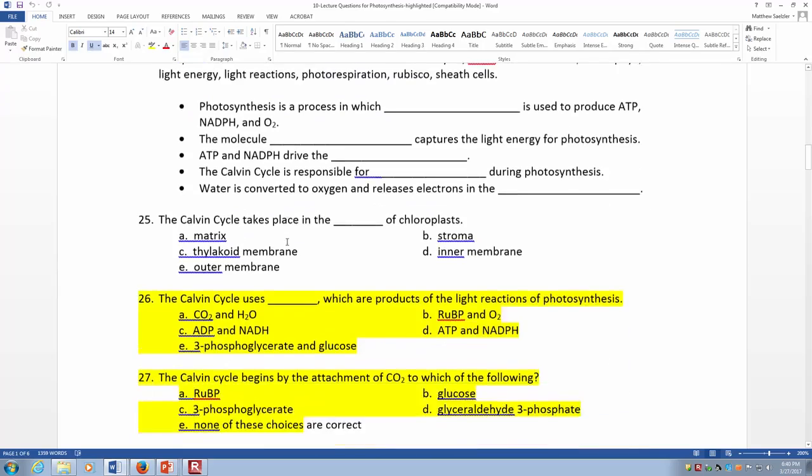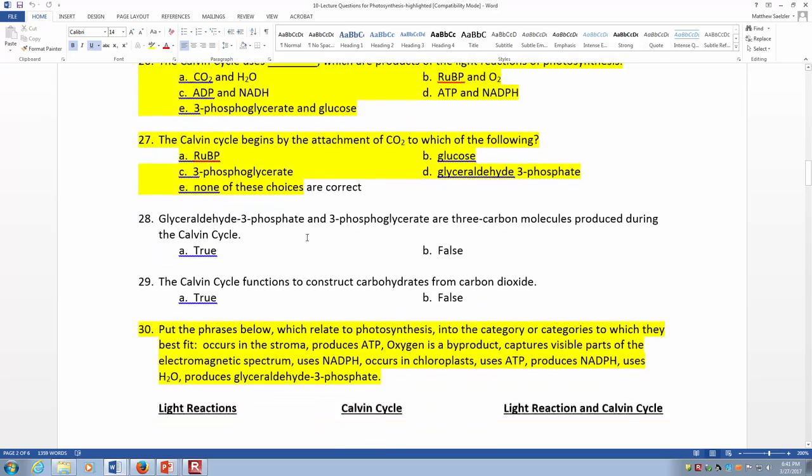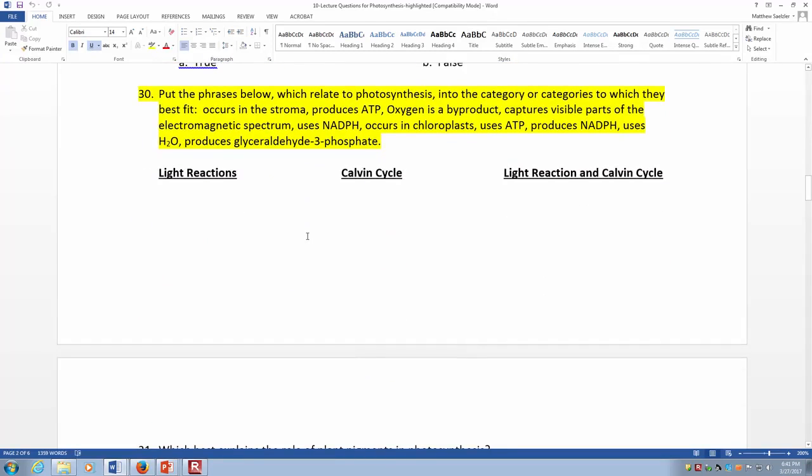Okay, so 26, we kind of discussed this in a short answer type of question, but the Calvin cycle uses blank and blank, which are products of the light reactions of photosynthesis. D. Right, D, ATP and NADPH. And then 27, the Calvin cycle begins by the attachment of carbon dioxide to which of the following? Right, A, ribulose bisphosphate.